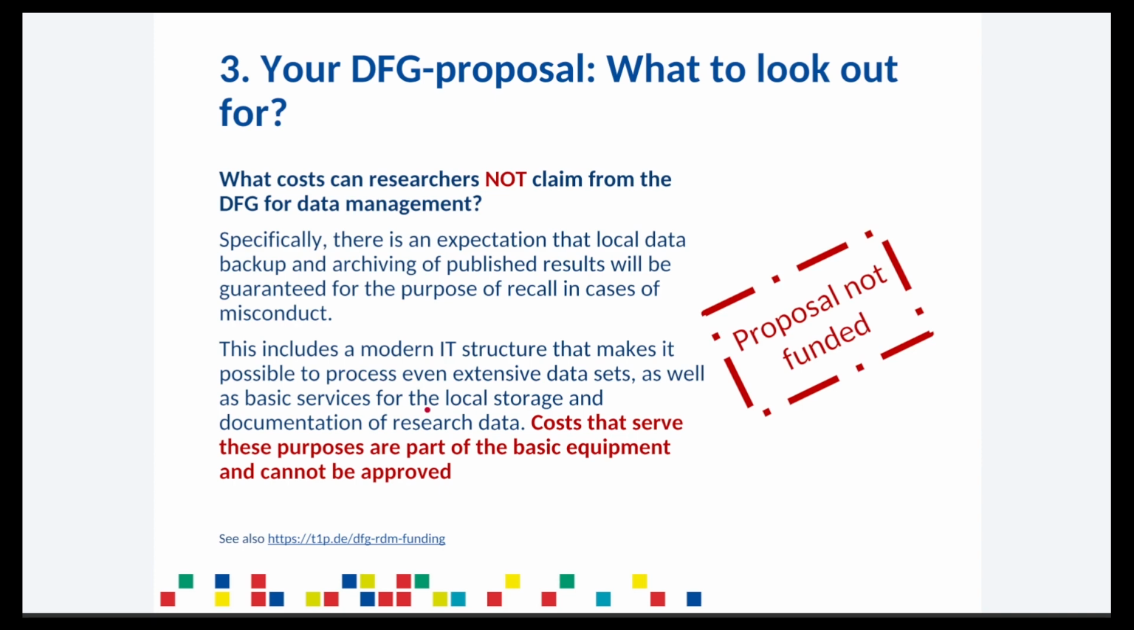And this is the most important point: what kind of money and how much money you can get for your research data management. Let me first drop a few words on what you cannot claim from the DFG. That's what we call the Grundausstattung. The DFG has the expectation that local data backup and archiving is guaranteed by your institution, for example, by your university. And all costs that serve these purposes, like basic storage, etc., are part of the basic equipment and cannot be approved. You won't get that money, but you can get some money.